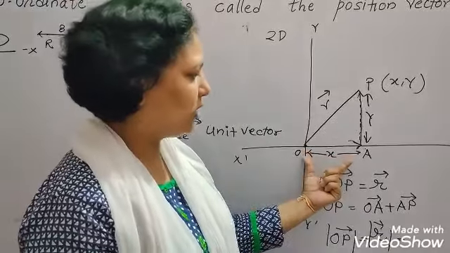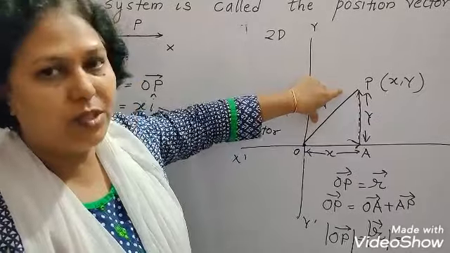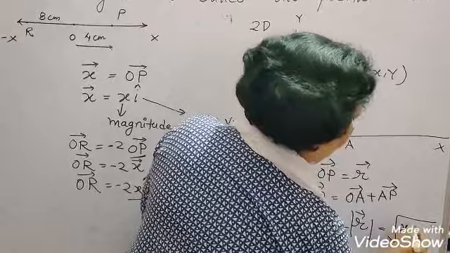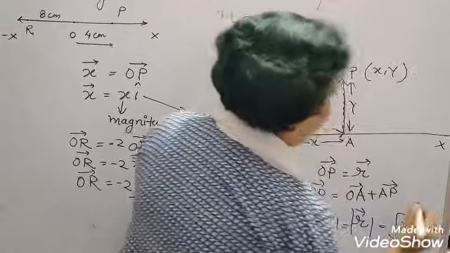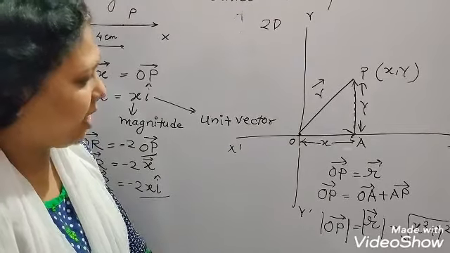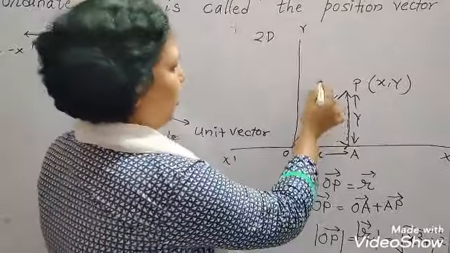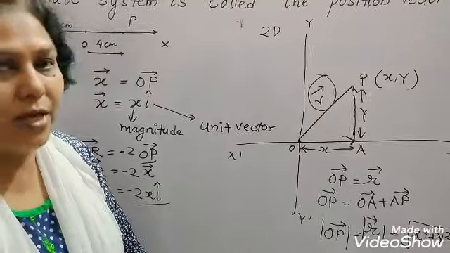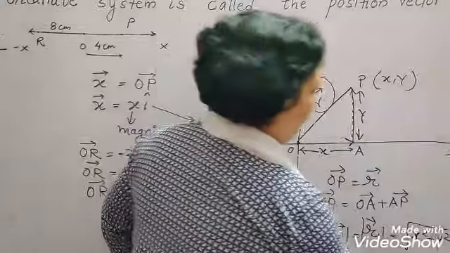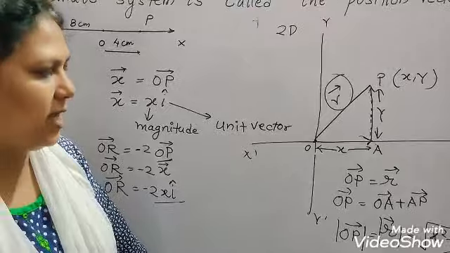The Pythagoras theorem says the square of this side plus the square of this side will give us the square of this side. Or we can say simply the root of x square plus y square is equal to R, the magnitude of the vector R. This R is called the position vector of point P, and the magnitude of this vector is equal to root of x square plus y square.